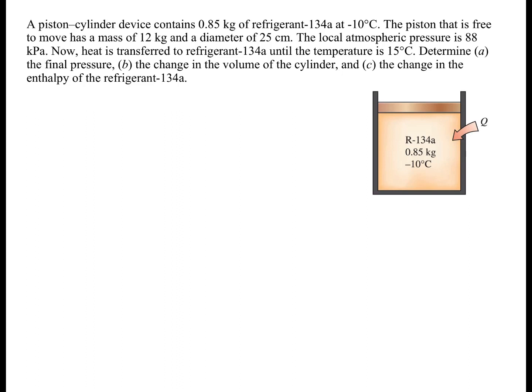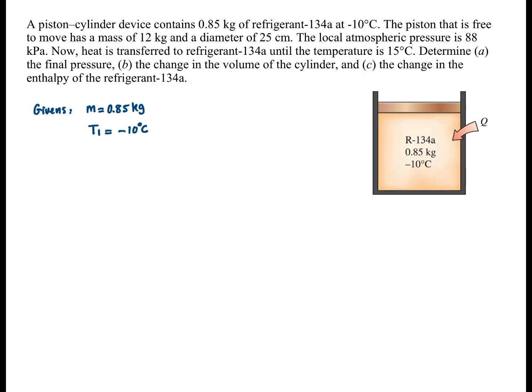A piston cylinder device contains 0.85 kilogram of refrigerant 134A at negative 10 degrees C. Given: mass of the refrigerant is 0.85 kilogram and T1 is negative 10 degrees C.